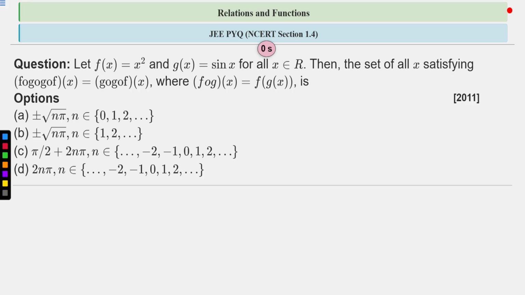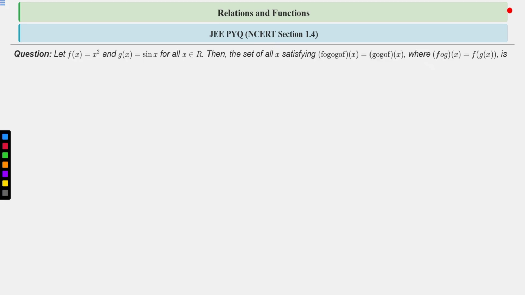Okay, let us move to the solution part. The question was, let f(x) is equal to x square and g(x) is equal to sine x, for all x belongs to real. Then the set of all x satisfying fogof(x) is equal to gof(x), where fog(x) is equal to f of g(x). The correct answer is option A, which is root of n pi, where n belongs to 0, 1, 2, 3, and so on.